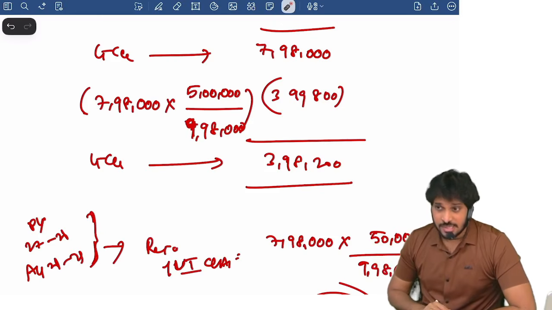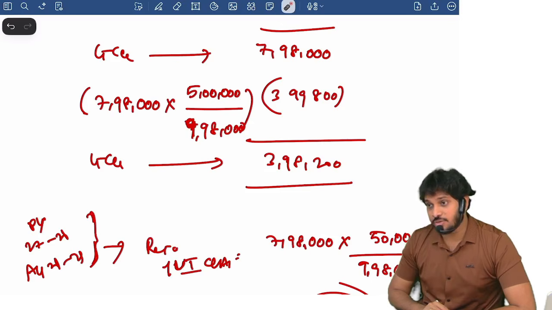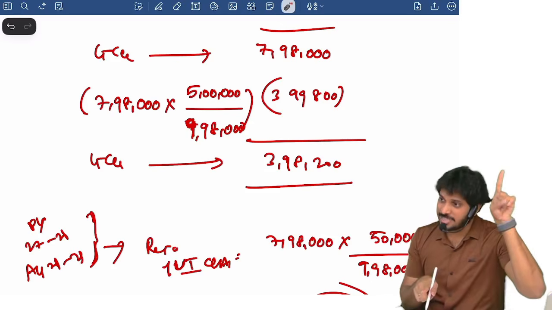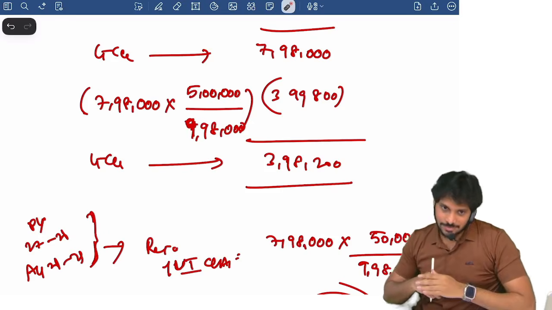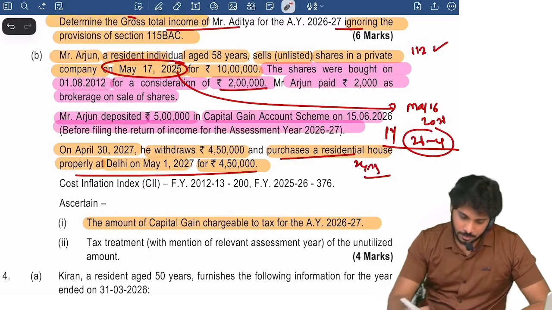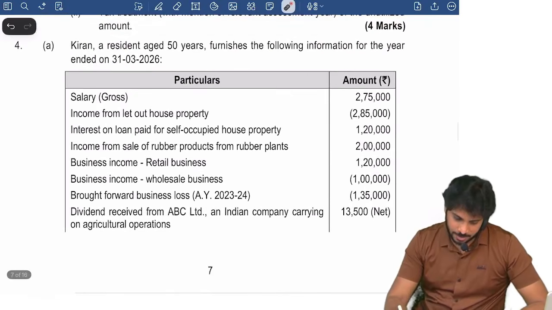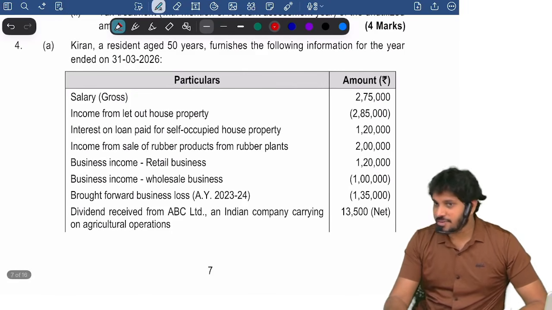Here we are retaxing not because the asset is sold within the lock-in period. That provision is not tested. Here an unutilized amount is there. The deposit amount is unutilized in the capital gain account scheme. On that we already claimed exemption. That's why we are retaxing it. Clear? Next. So technically 50 out of 50 we got.